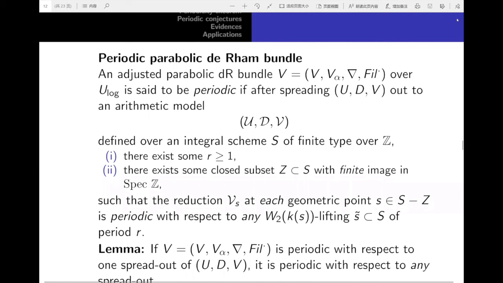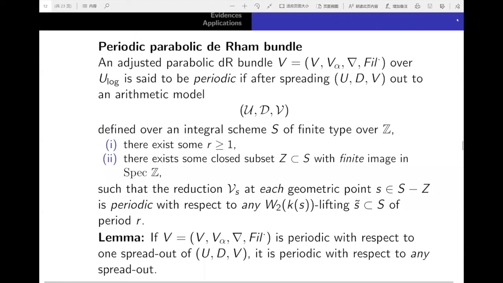So I start again with just a parabolic de Rham bundle over U log, and this is defined over C. So U log is just a smooth log curve over C. And the bundle is called periodic if we spread out the data to an arithmetic model defined over some integral scheme S of finite type over Z.